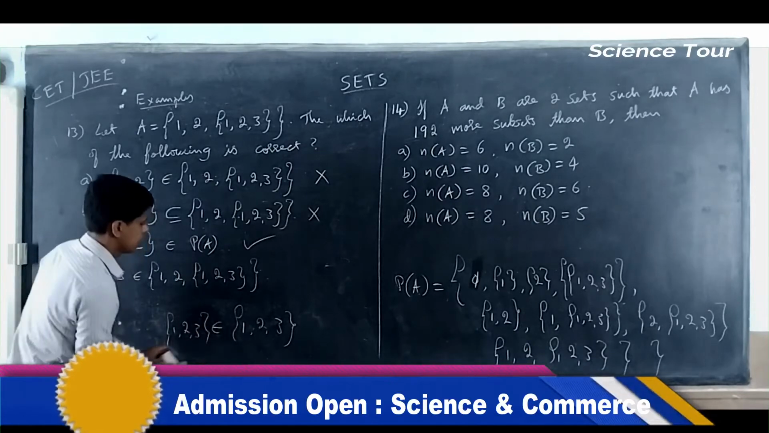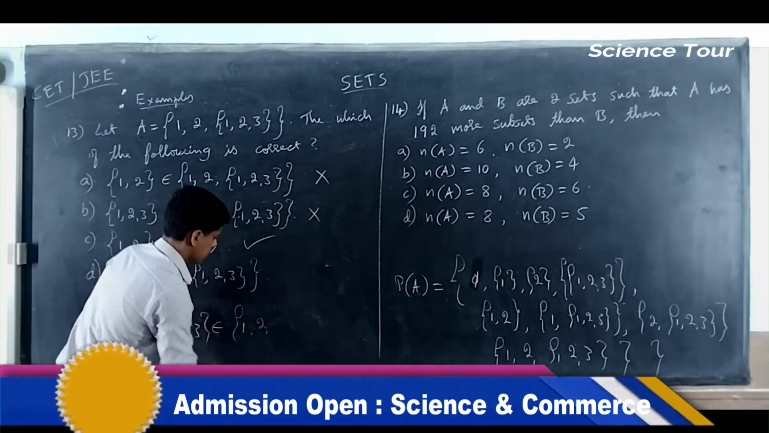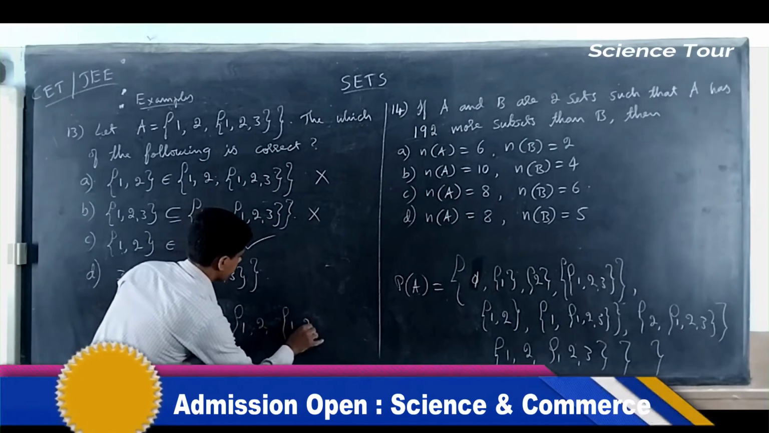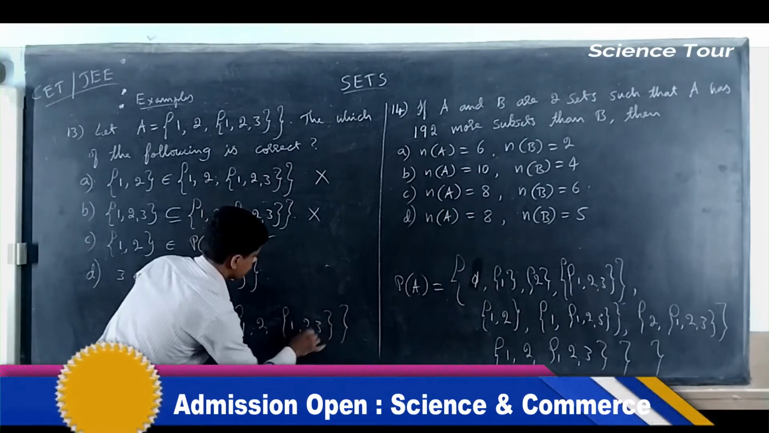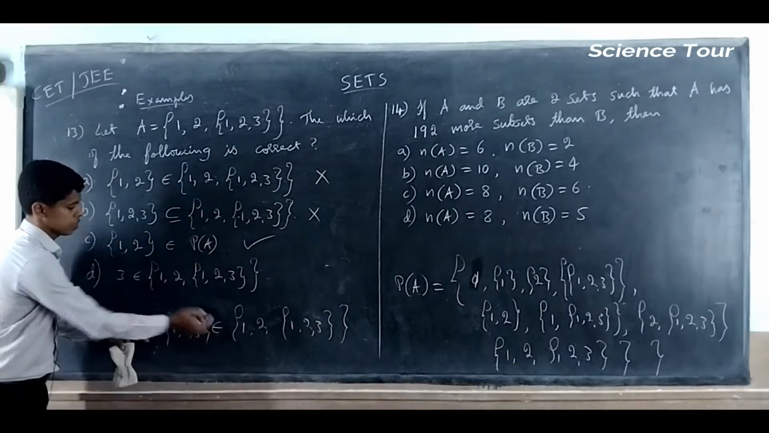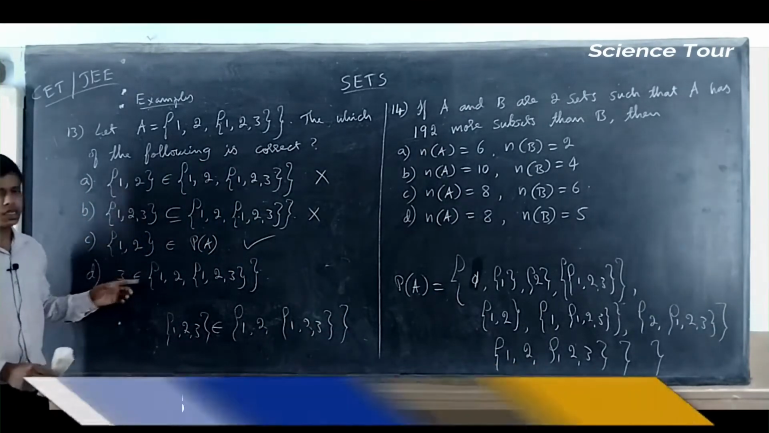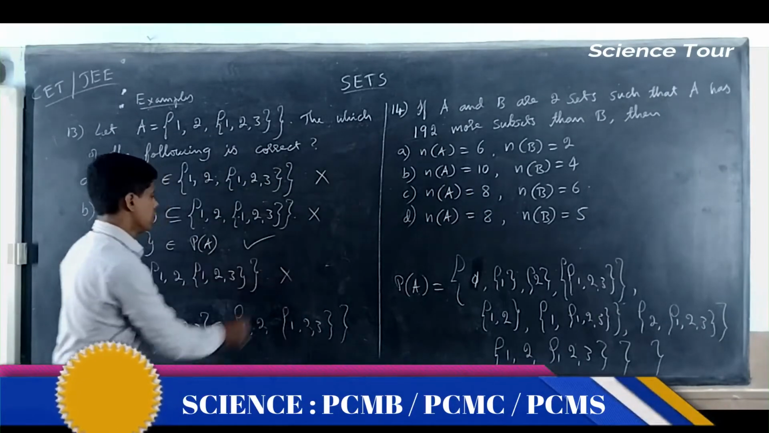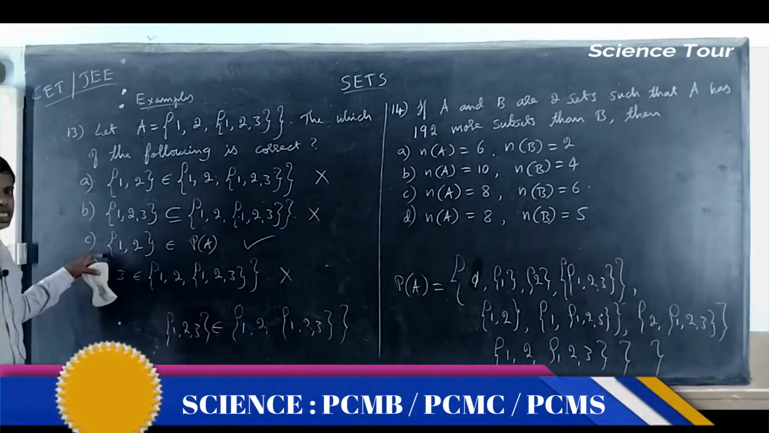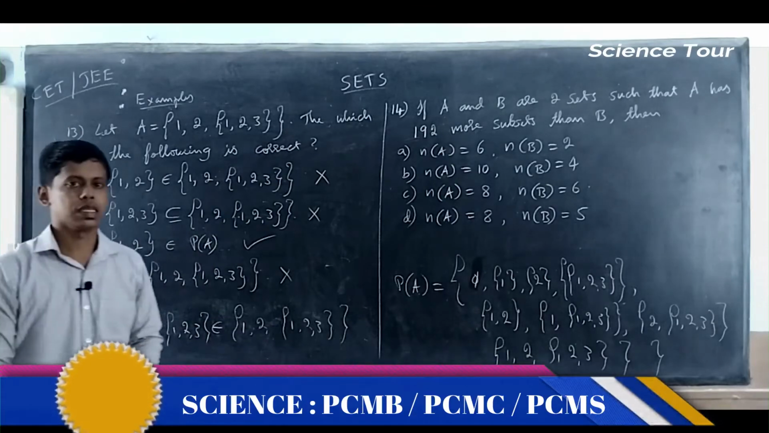That is the element of this set, because this is an element, this is an element, so that belongs. But 3 does not belong. So the right choice for us is option C, and only that is correct.